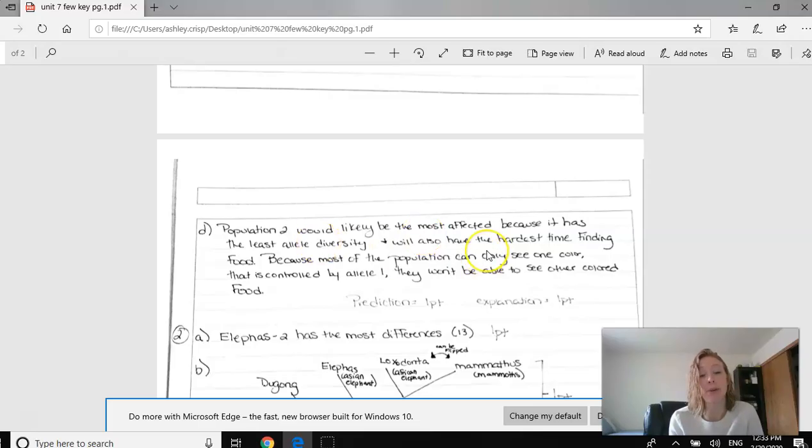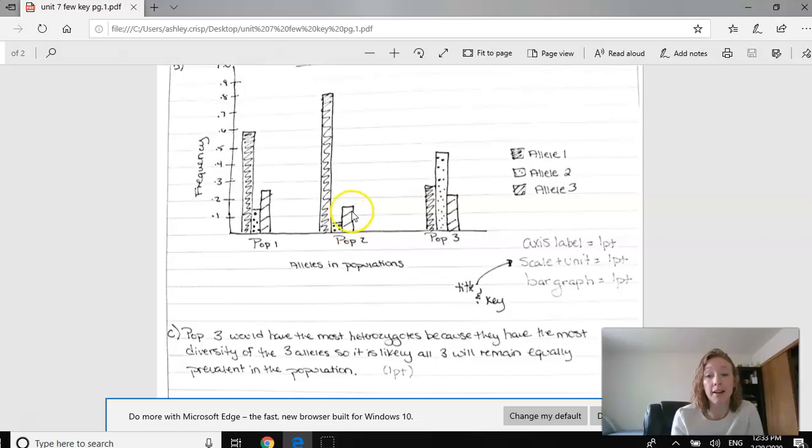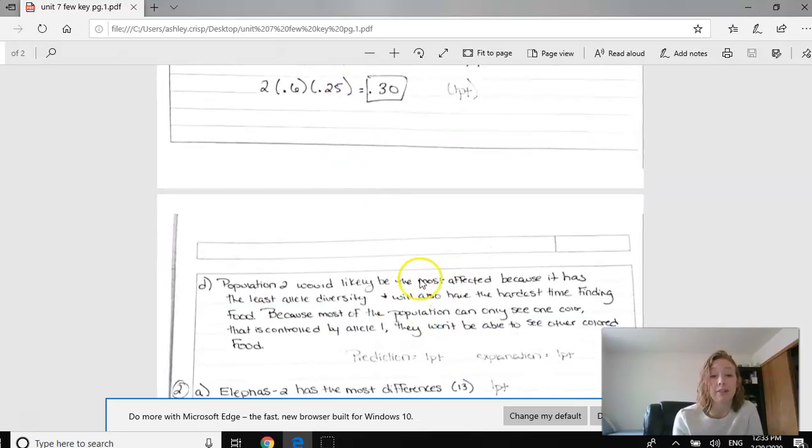Scrolling down to part D, most of you got this part correct in the sense of population 2 is probably going to be the most highly affected because if we look at the graph, it has the least allele diversity. Meaning that there's not as much of a distribution of alleles in population 2 compared to the others. So if you are shifting away from something that is kind of advantageous for allele 1, well, that's going to have a drastic effect on population 2, and it will probably go down because it's the least fit, so to speak, to adapt to any kind of change in the environment. 3 would probably be the most successful, but 2 would probably see a decrease in individuals because of the unequal distribution of alleles. So you should have had something in there.